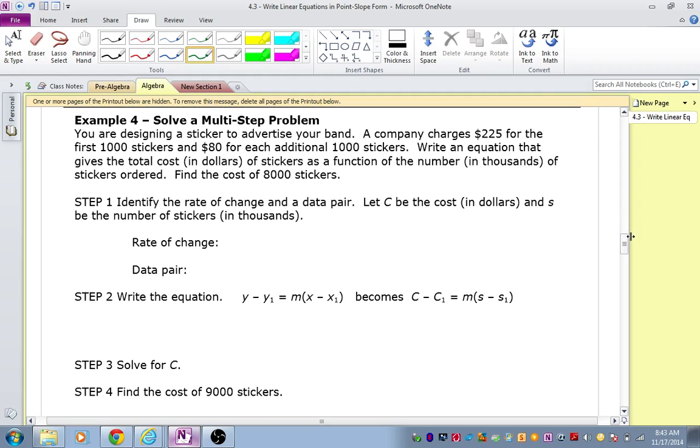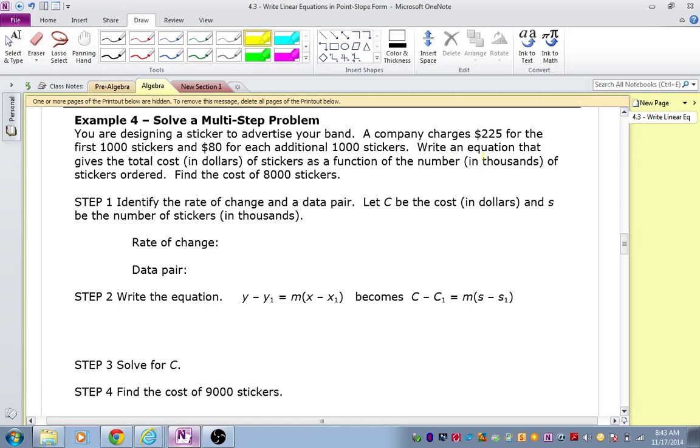Now for some word problems. Example 4 says, solve a multi-step problem. You are designing a sticker to advertise your band. A company charges $225 for the first 1,000 stickers and $80 for each additional 1,000 stickers. Write an equation that gives the total cost in dollars of stickers as a function of the number in thousands of stickers ordered. Find the cost of 8,000 stickers.